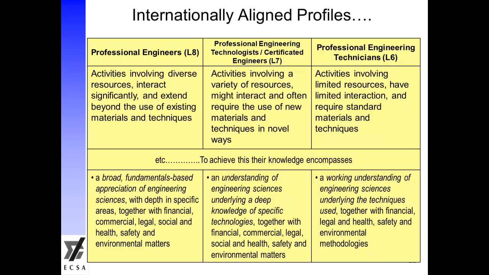Technologists at level 7 need an understanding of engineering sciences underlying a deep knowledge of specific technologies, together with financial, commercial, legal, social, health, safety, and environmental matters. Professional engineers need a broad, fundamentals-based appreciation of engineering sciences, with depth in specific areas, together with financial, commercial, legal, social, health, safety, and environmental matters.